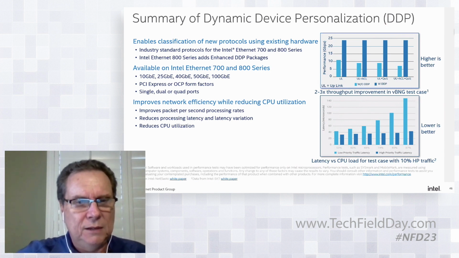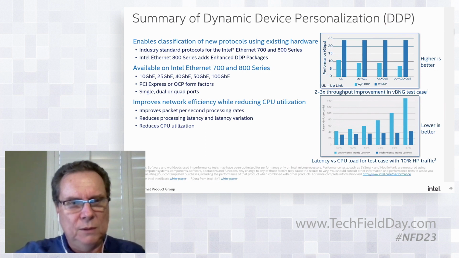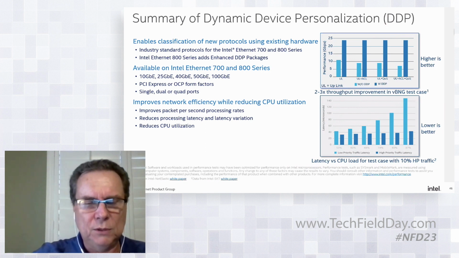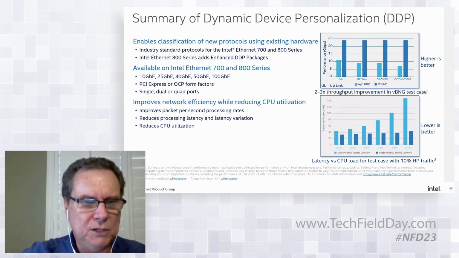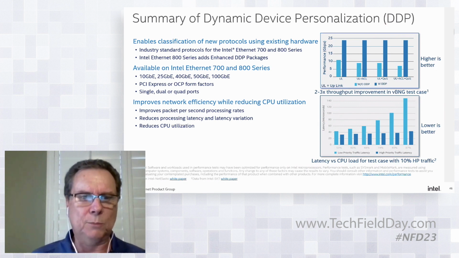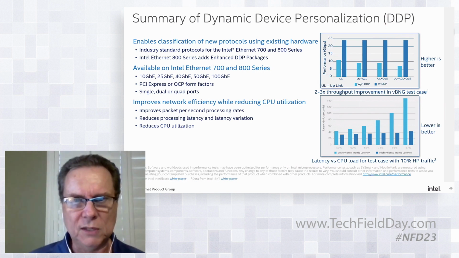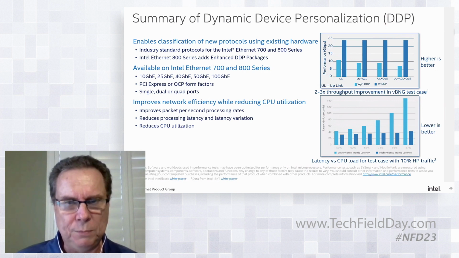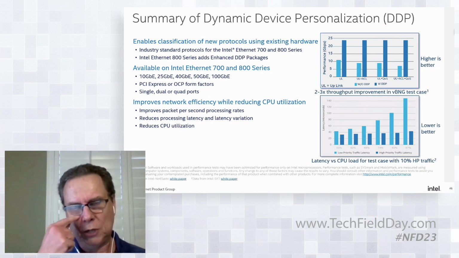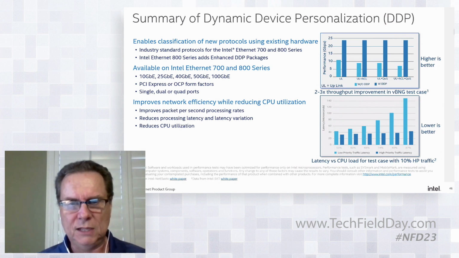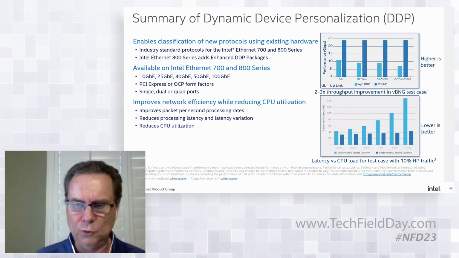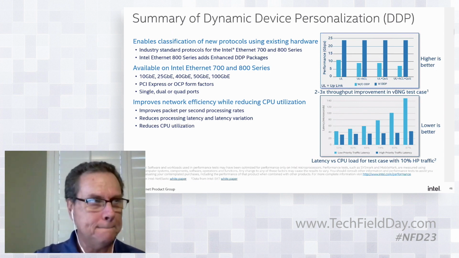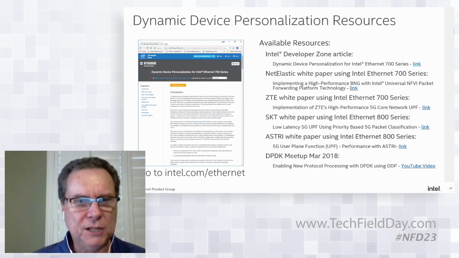And then it also, as we said, improves network efficiency by reducing CPU utilization, so it can improve packet per second processing rates. You've seen reduced processing latency and latency variation, and CPU utilization efficiency. And again, we're just repeating these charts from earlier of latency and throughput, showing the improvements that we talked about earlier.